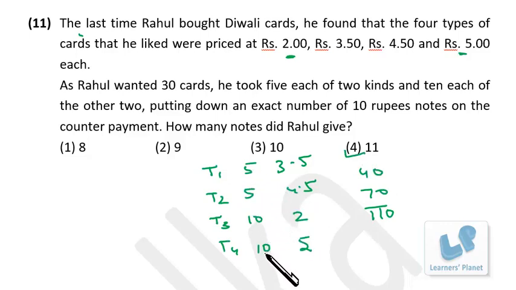The sum is 30 over here since he bought 30 cards. So if we place 3.5 somewhere over here or over here, the sum will not be a multiple of 10. Okay, so this way you can do this question very easily. I hope that's clear.